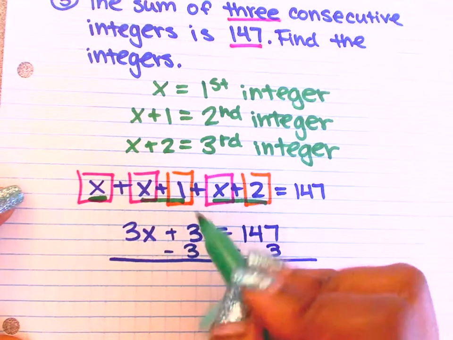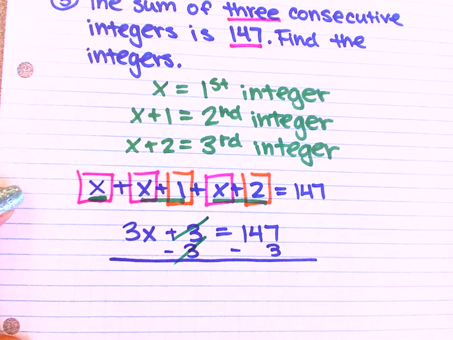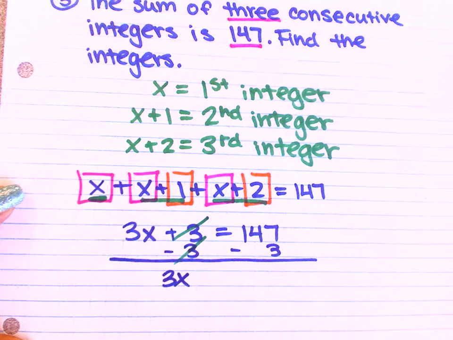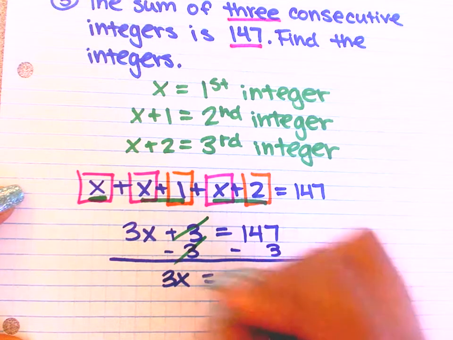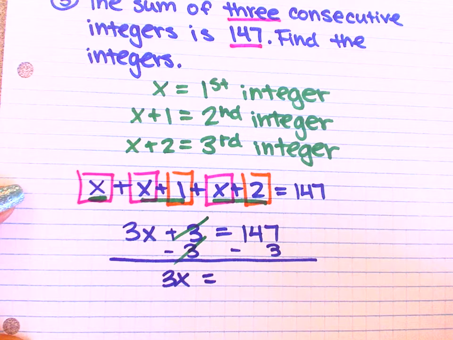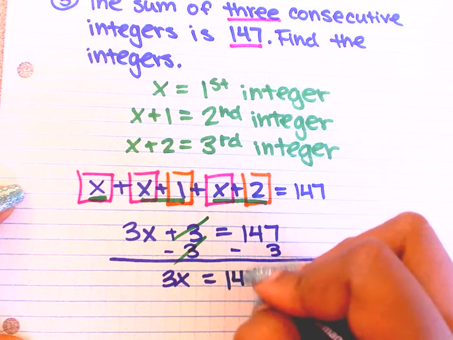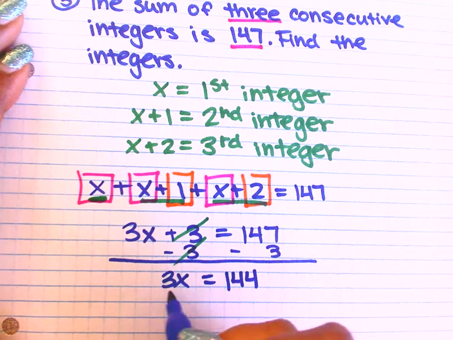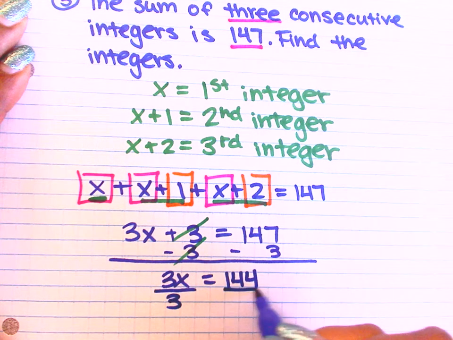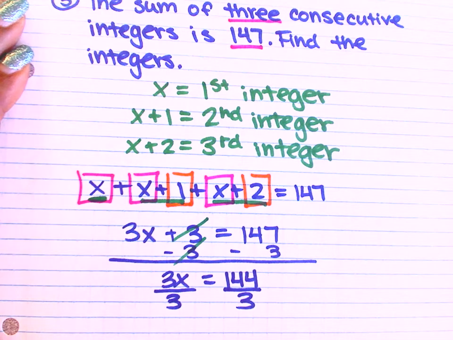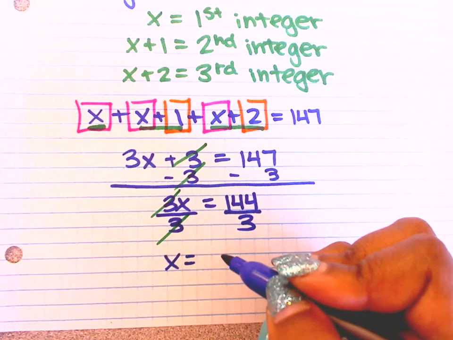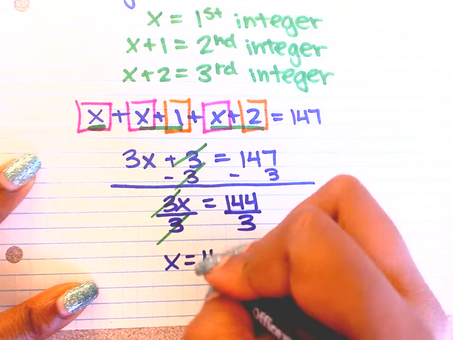My positive 3 and negative 3 cancel. On this side of the equal sign, I'm left with 3x. On the other side, I have 147 minus 3, which is 144. So to get the variable by itself, I need to divide by 3 on both sides. I know that 3 over 3 is 1, so they cancel, and I'm left with x equals 48.